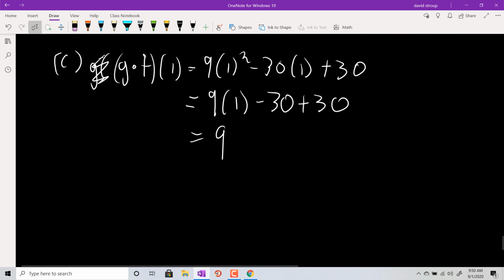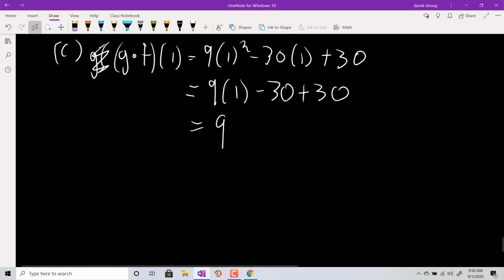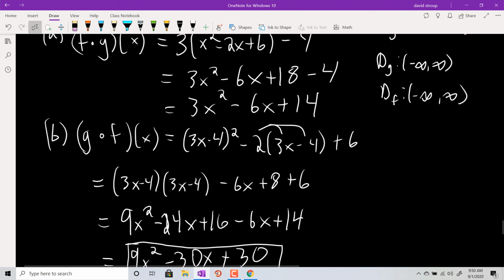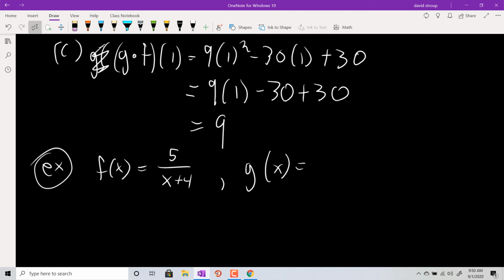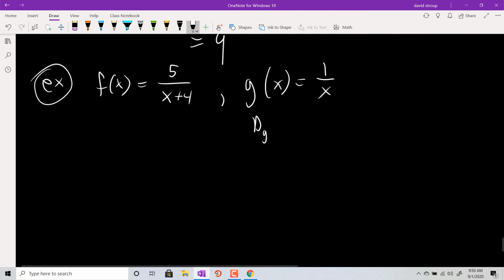Okay. If that's not apparent, let's take a look at this next question, and you'll see that there's obviously some issues. So if you see a radical or a fraction bar, there's going to be issues. Otherwise, it's probably just going to be negative infinity to infinity. So in this example, the two functions f of x equals 5 all over x plus 4, and g of x equals 1 over x. The domain of g of x, we need to know that for this composition we're going to look at. So the composition is f of g of x.